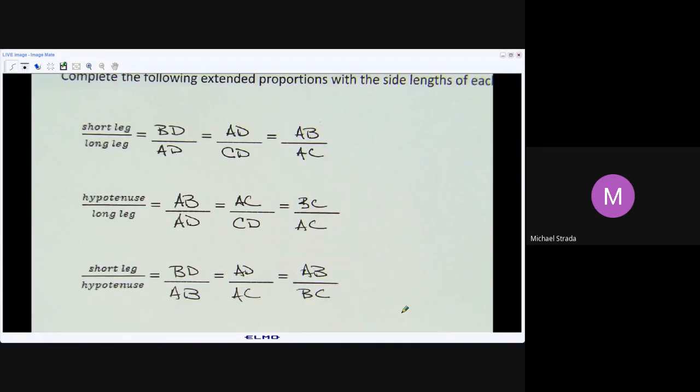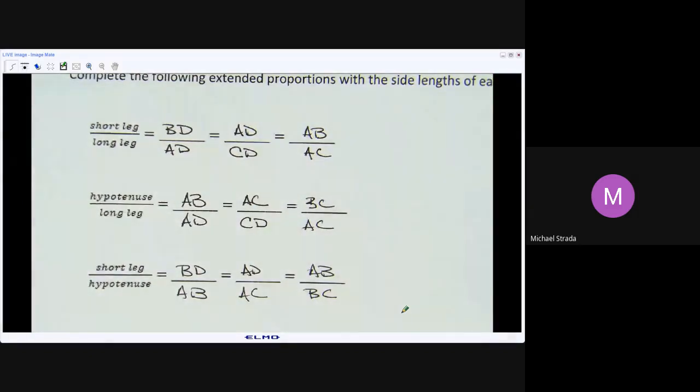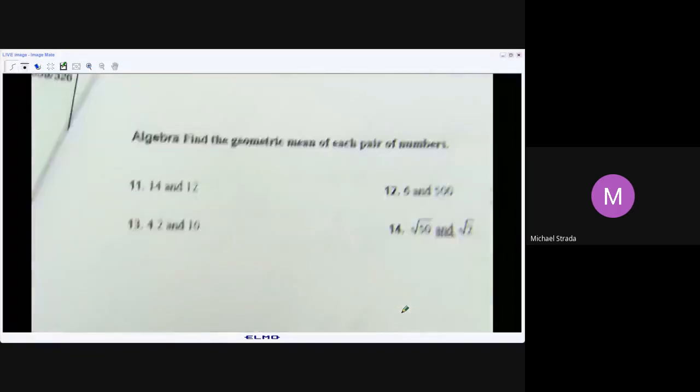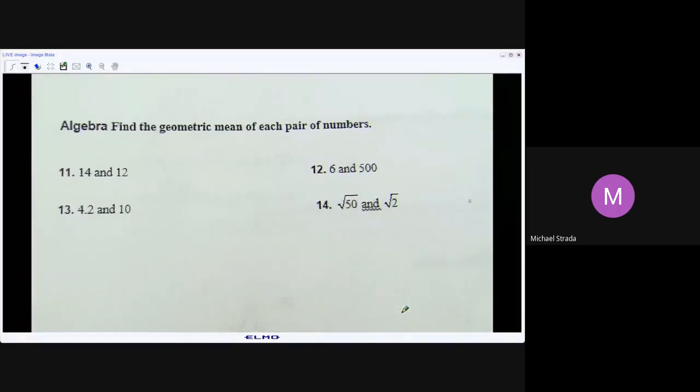Okay. So speaking of those notes, let's get those out. 7.4. And I believe we left off with the geometric mean. We defined it and we did one example.